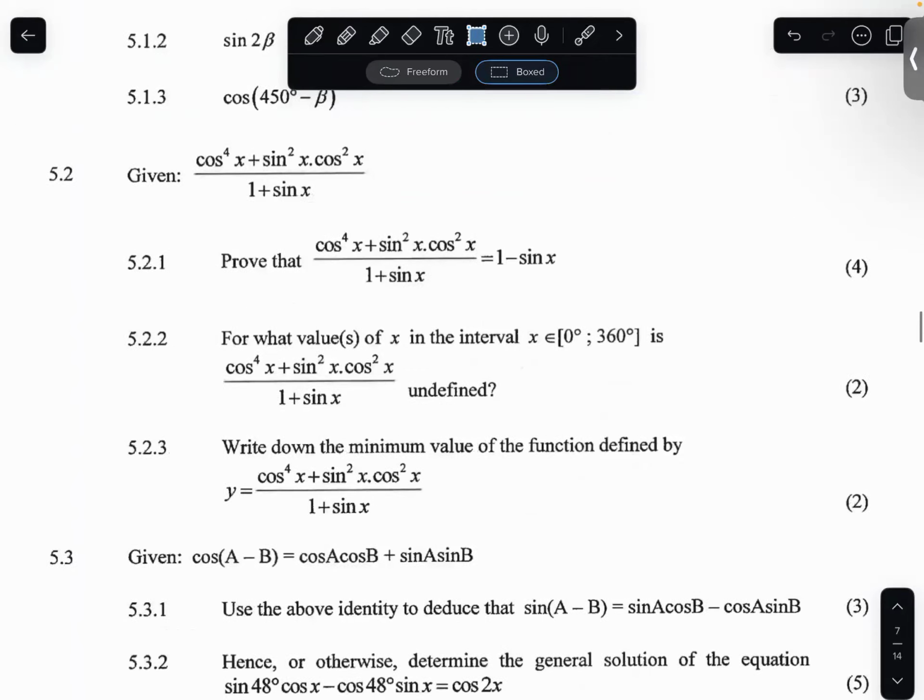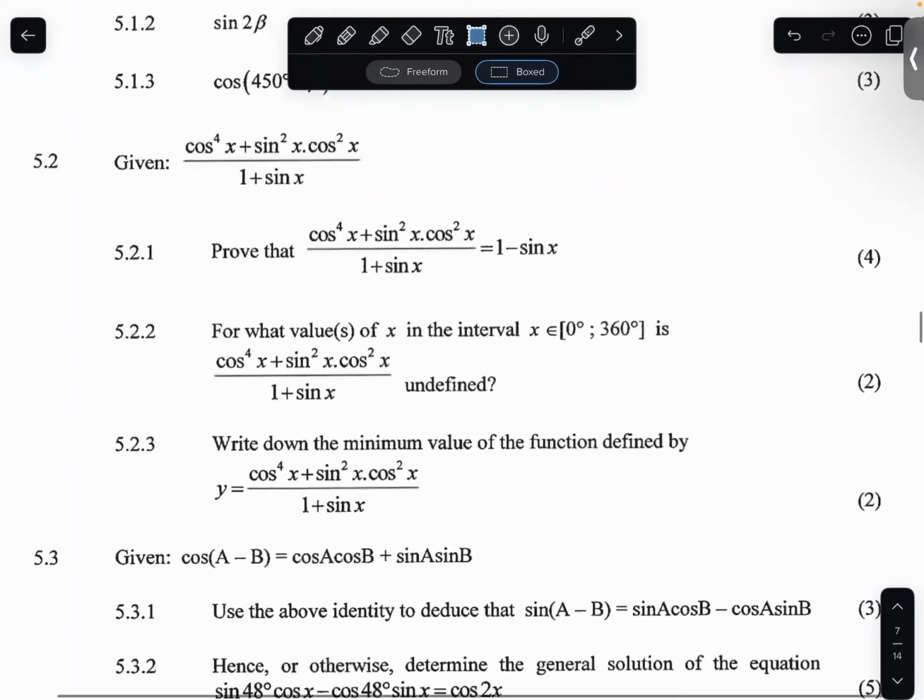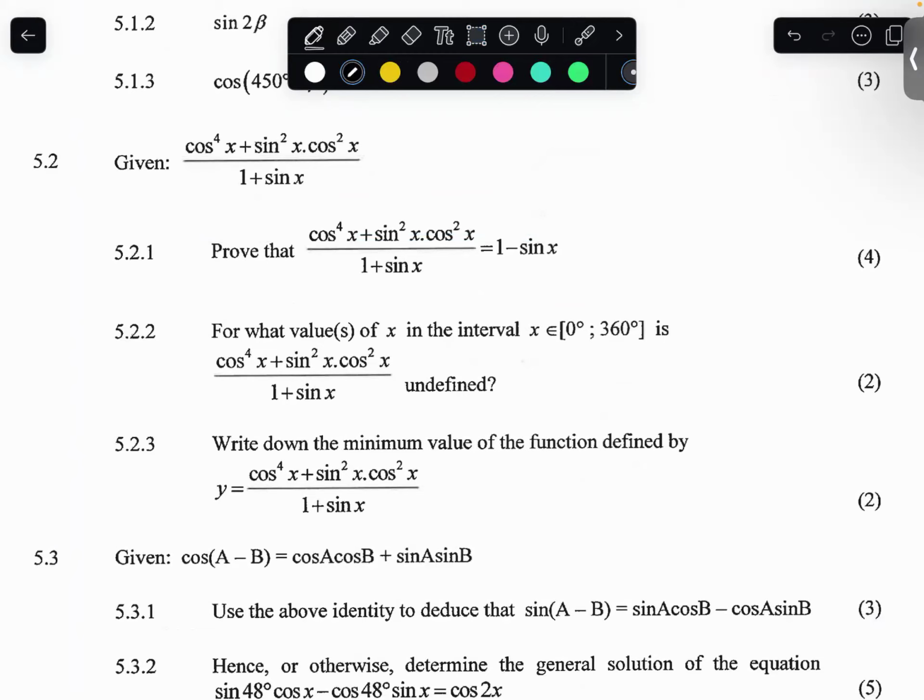Right. Looking at 5.2. Given cos to the power 4x plus sine squared x times cos squared x, all over 1 plus sine x, an identity. This is an identity. Prove that all of that drama is equal to 1 minus sine x. So again, I think one of the things that confuse matriculants when it comes to trigonometry and proving identities is ignoring your algebra, your basic math, just because you see a sine, cos, or tan.